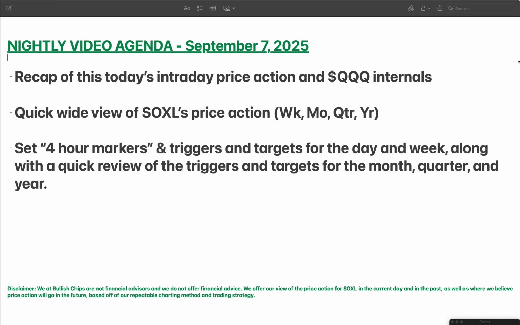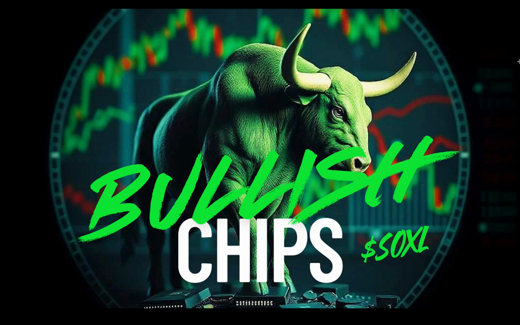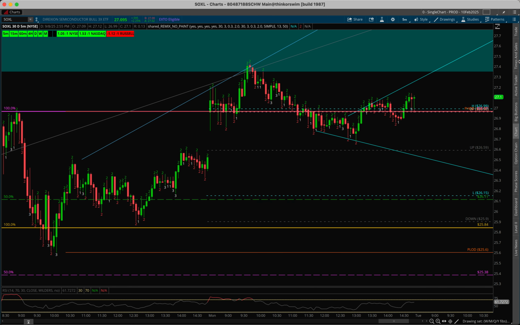Let's get into the agenda for today. We'll just do a quick recap of today's intraday price action and look at the QQQ internals and their correlation. We'll then take a quick wide view of SOXL's price action from the week, month, quarter, and year view, and then we'll set our 4-hour triggers and targets for the day, recap the ones for the week and the month and the quarter and the year.